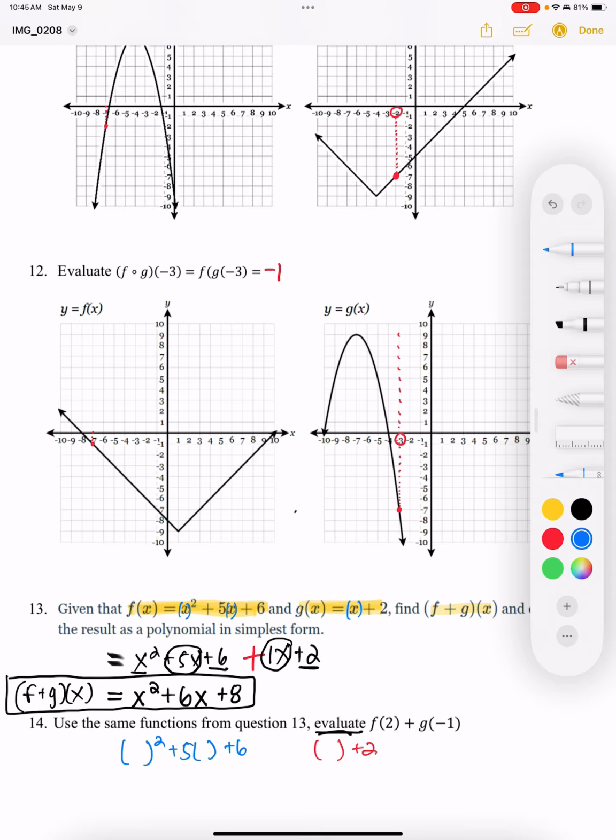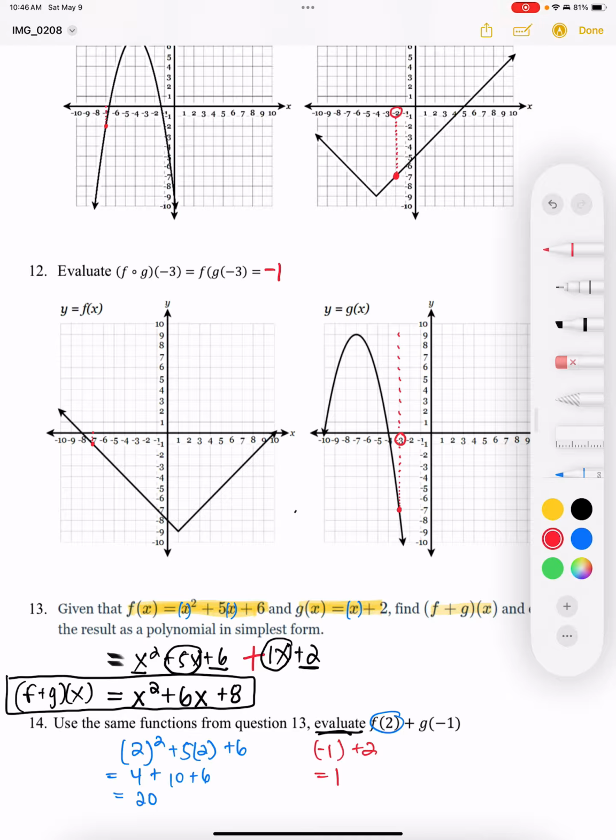So let's go to F first. So we are plugging in the number 2. So 2 and 2. Now let's do the math on that. 2 times 2 is 4. 5 times 2 is 10. Plus 6, bring that down. And now add them together. 4 plus 10 plus 6. So that's 20. Okay, I get 20 when I plug in the number 2 into F. Now for G, we're plugging in the number -1. -1 plus 2, that's just 1.